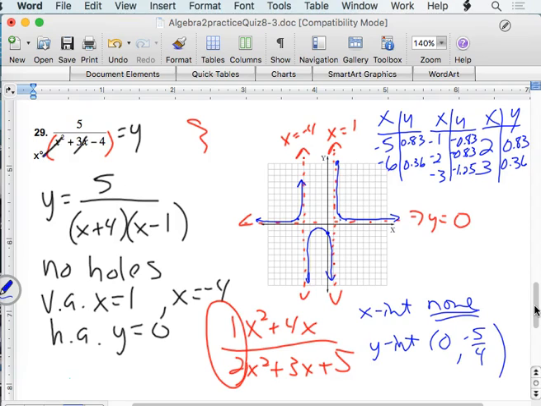Focus on the denominator first. Get everything you can get from the denominator. All the spots it's not going to go. Then go to the top. See if you can find anything that is on the graph. And after that, put everything you know on the graph before you grab the graphing calculator.